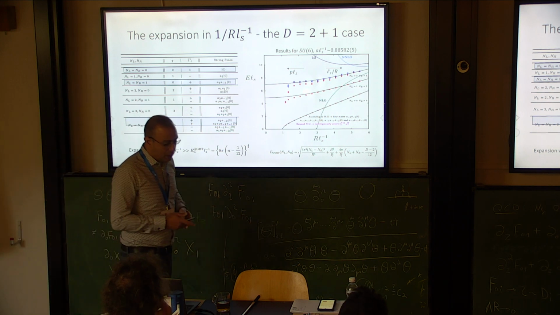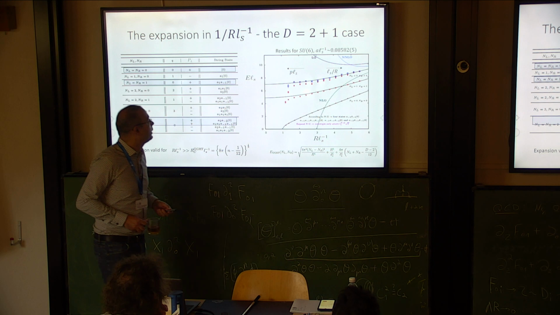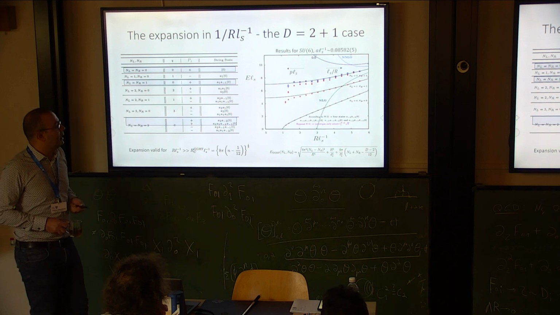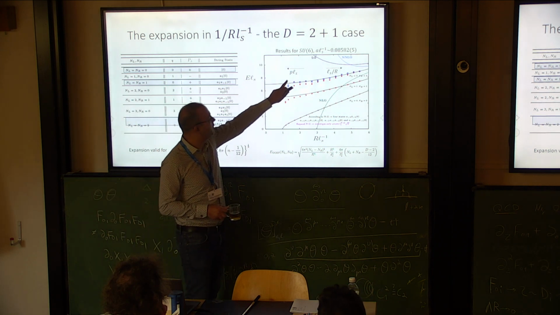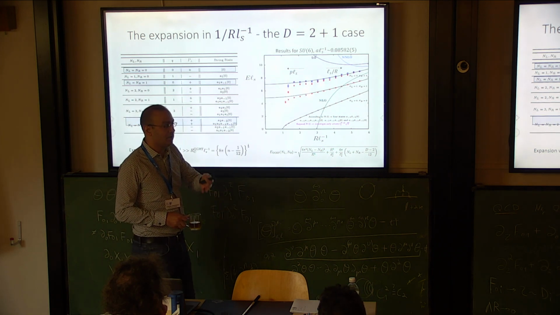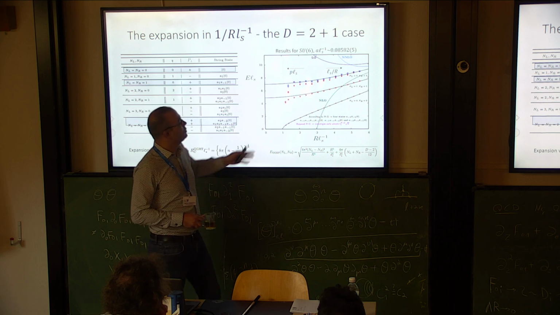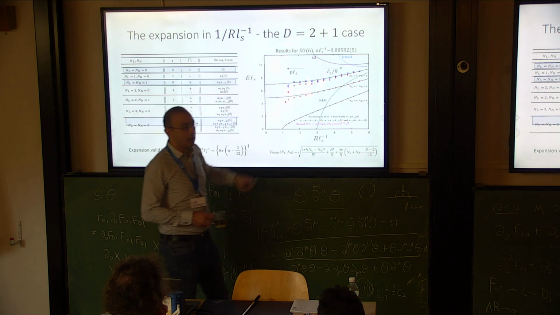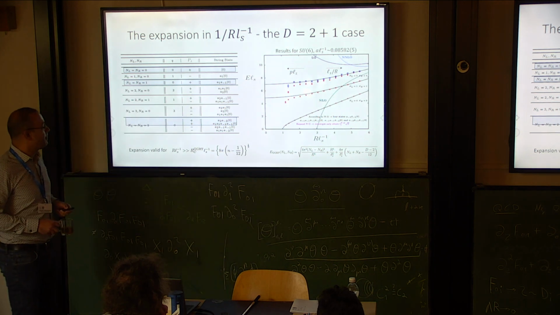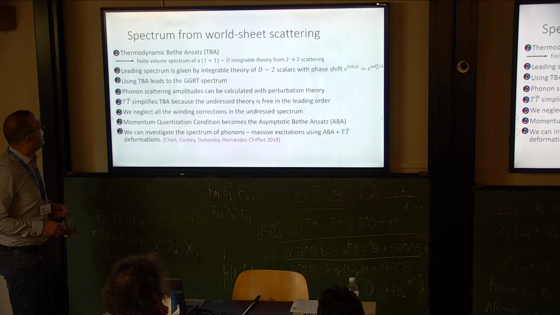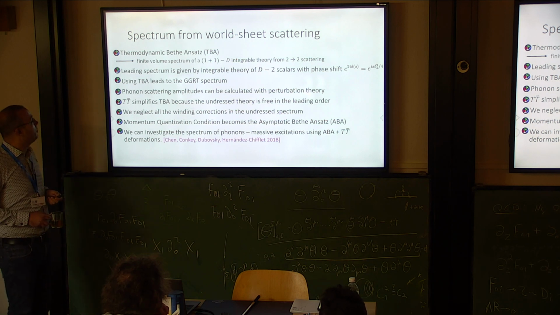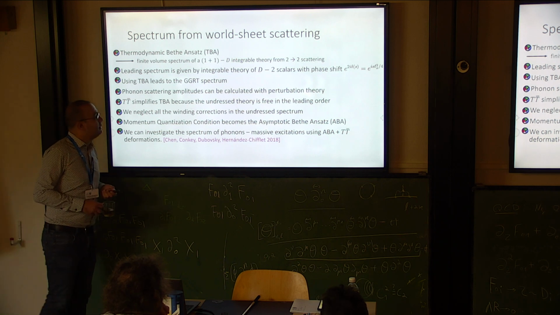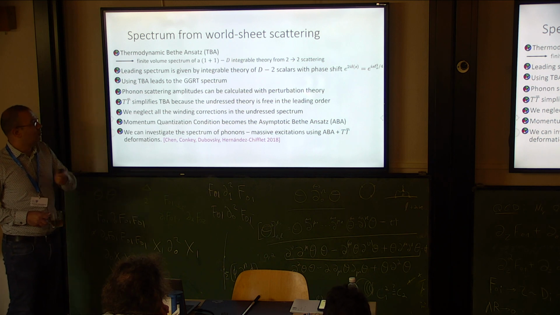It was clear that these deviations could be investigated by expanding in the softness of the phonons. So actually, one could perform two different expansions, one in 1 over R and one in terms of the momentum transfer. And this has led to the idea of using the thermodynamic Bethe ansatz, where we investigate the finite volume spectrum of a 1 plus 1 D integrable theory from 2 to 2 scattering.